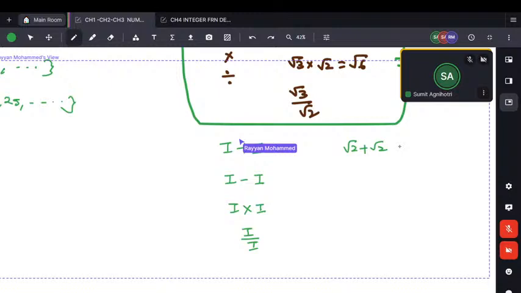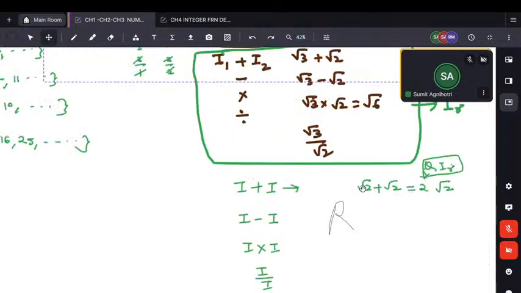Now this is the case of a rational multiplied with an irrational. What do you get if you multiply a rational with an irrational? If I am multiplying a rational with an irrational, I will get irrational, isn't it? Yes, that's why it is irrational. That means even if you are adding two same irrationals, you will get irrational.